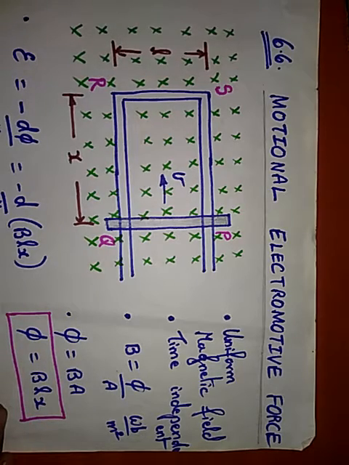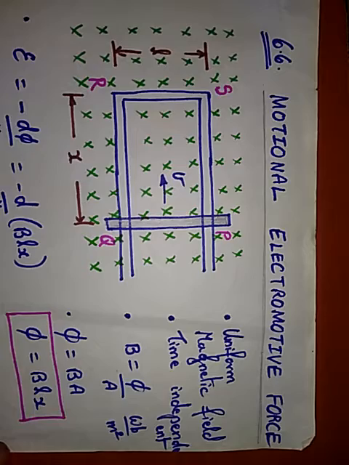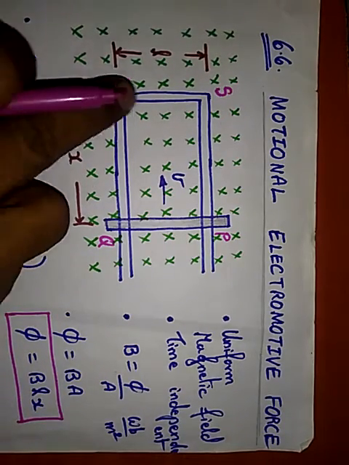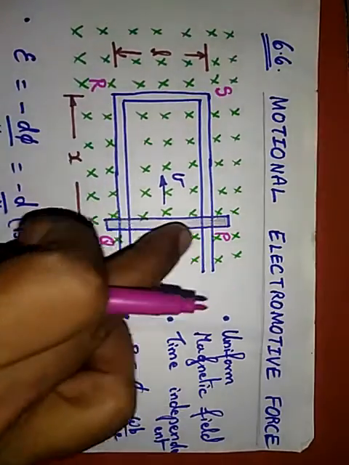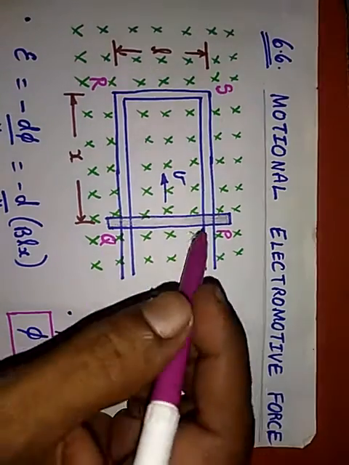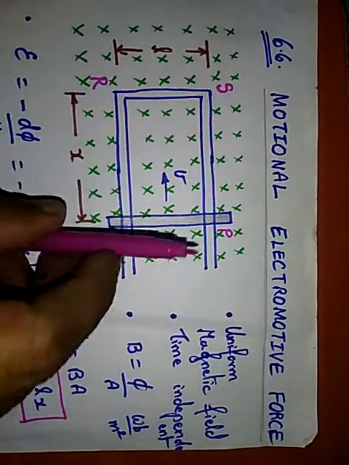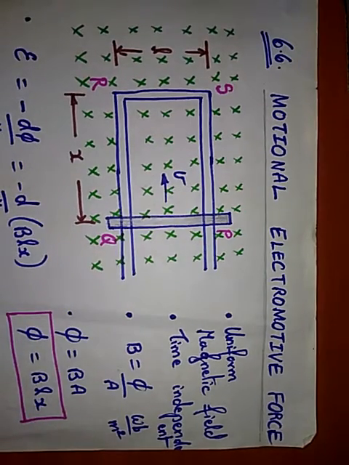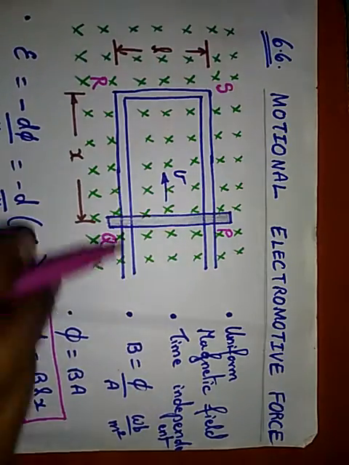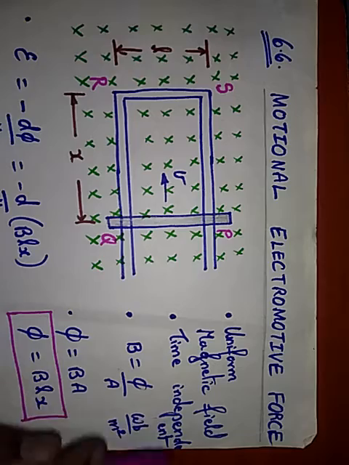Today we are going to see about motional electromotive force. Assume you have a uniform magnetic field. In that we have a rectangular conductor PQRS, and this side alone, the PQ side, has the capability of moving with a constant velocity. The entire setup is in a uniform magnetic field and it is totally time independent.